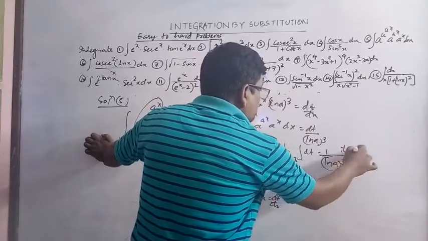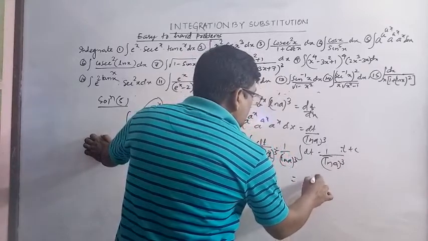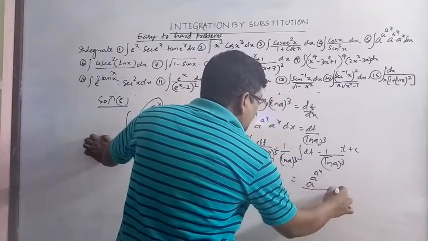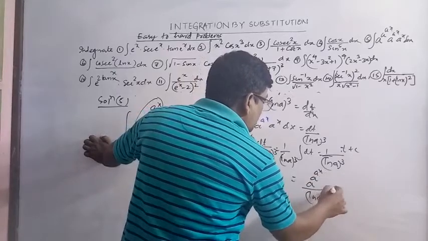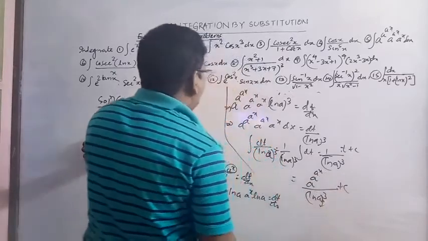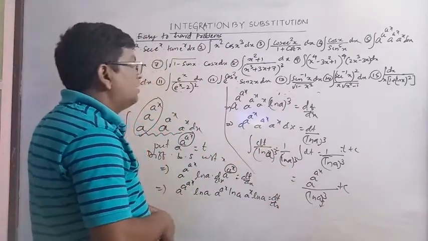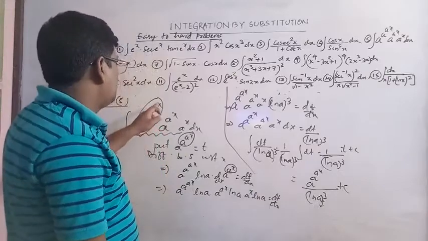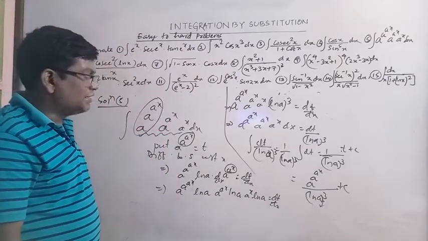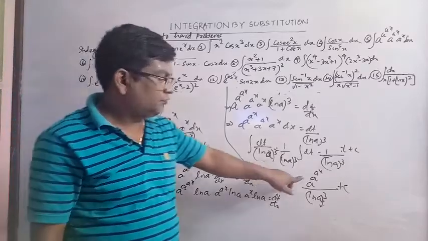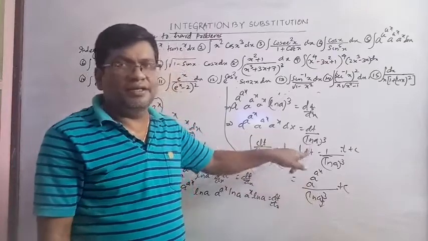t plus c. So this is equal to t means what? a to the power a to the power x by log a whole cube plus c. It is easy to remember. Here there are three a's. So the answer is what? First term divided by log a to the power number of a's.